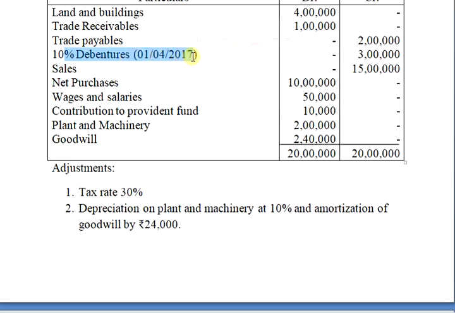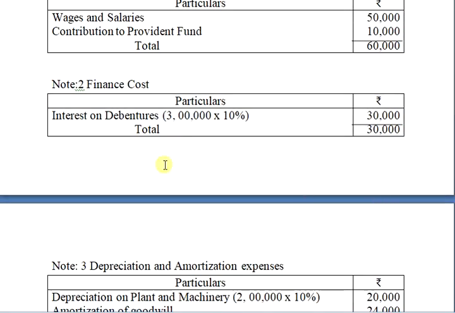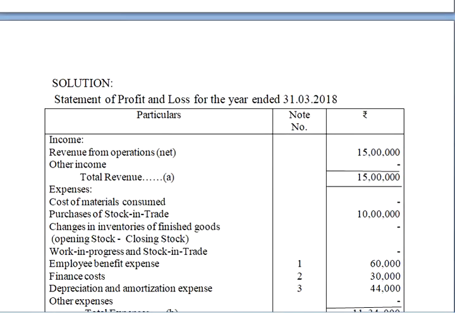10% debentures, on which date they are given? 1/4/2017 is given. So what are we making here? On the amount of 3 lakhs, 3 lakhs into 10%, how much did we get? 30,000. That 30,000 should be considered under the 10% debentures, under the finance cost. Here you can clearly see the note also. Note number 2, finance cost. Interest on debentures 3 lakhs into 10% is 30,000.